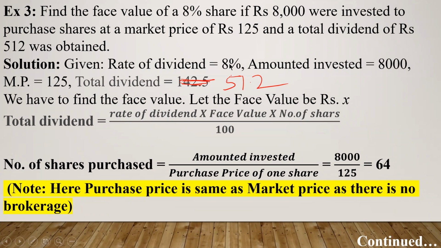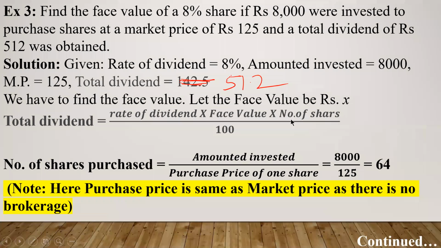So whatever is given to you, you have written. Rate of dividend is given 8%. 8,000 is the amount invested. Purchase market price is 125 and total dividend is 512. And you have to find out the face value. Look at our formula for total dividend. It is rate of dividend into face value into number of shares divided by 100. Look at this formula, what are the things given to you? You are given total dividend, 512. And you are also given rate of dividend, that is 8. And face value you have to find, but you are not given number of shares.